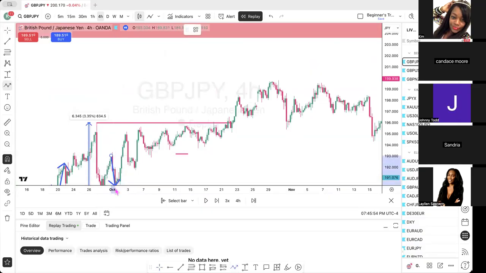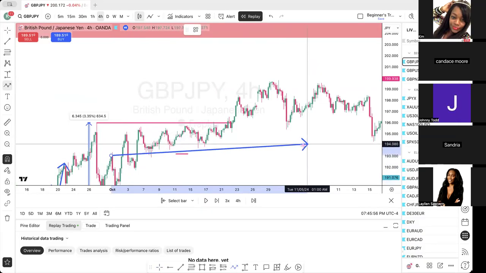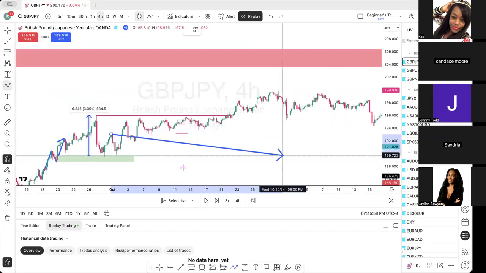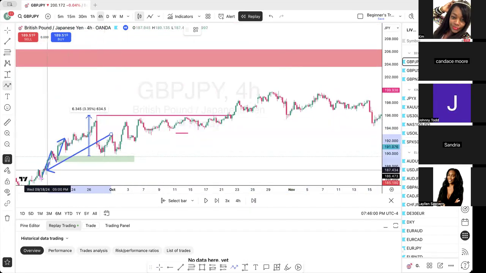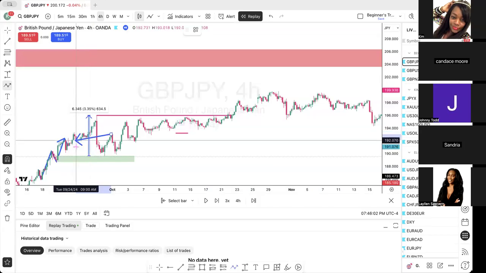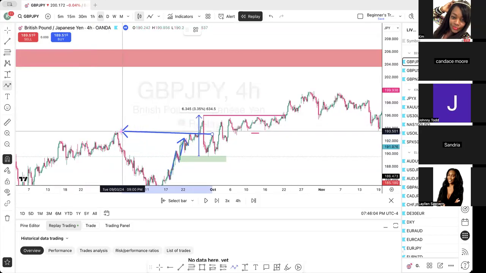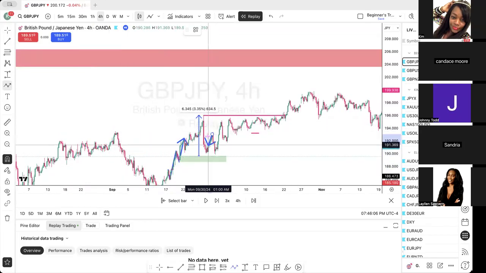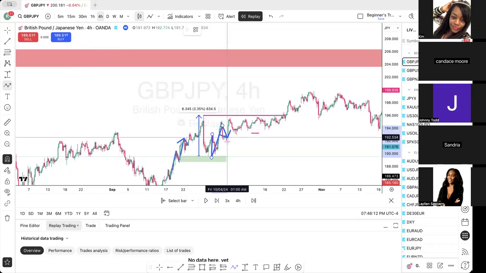So this is your structure. This is your internal structure, because remember, this was the move. This was the move up. It pulled back, tapped you in, and now you have this structure here.